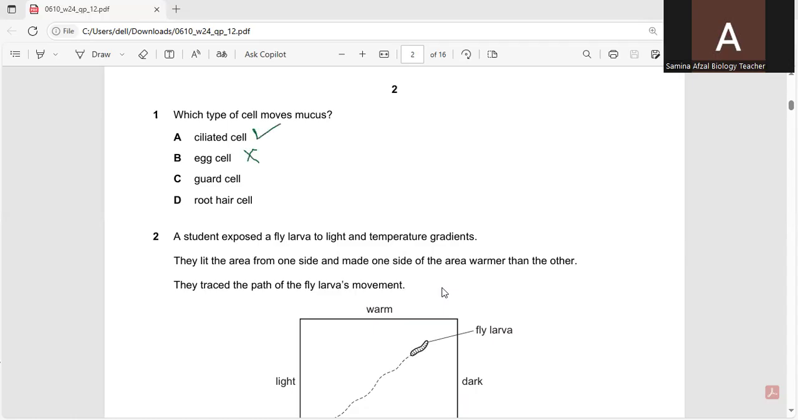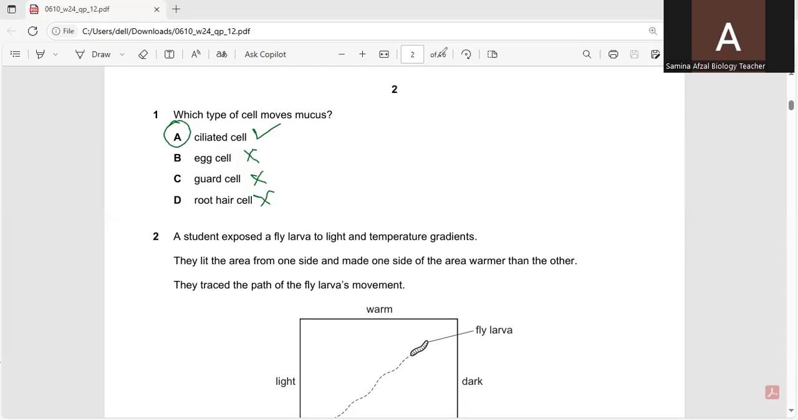Egg cell is the human gamete cell, which has the function of reproduction. Guard cells and root hair cells are plant cells, not animal cells. So only A is the correct option, which is ciliated cell.